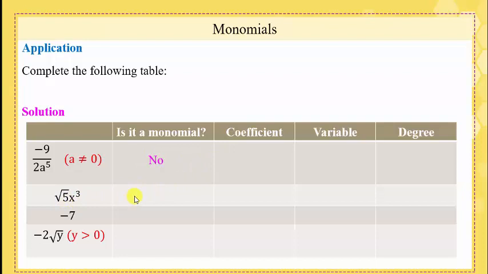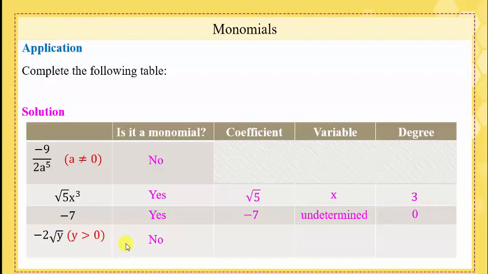Radical 5 x cubed is a monomial, since it is of the form ax exponent n. The coefficient is radical 5, the variable is x, and the degree is 3. Minus 7 is a monomial, since it is a number. The coefficient is minus 7, the variable is undetermined, and the degree is 0. Minus 2 radical y, where y is a positive number, is not a monomial since it is not of the form ax exponent n.